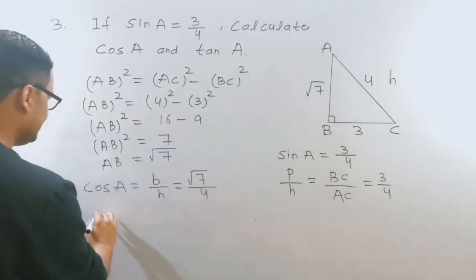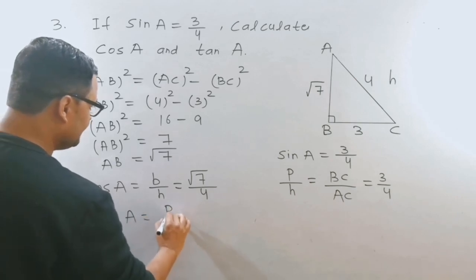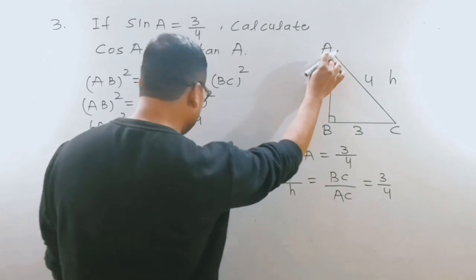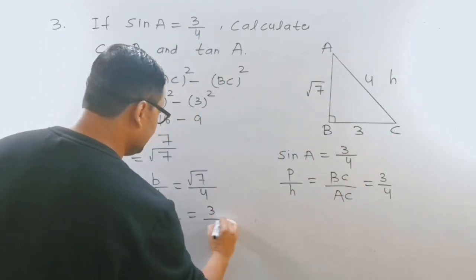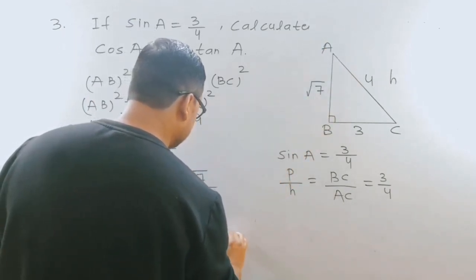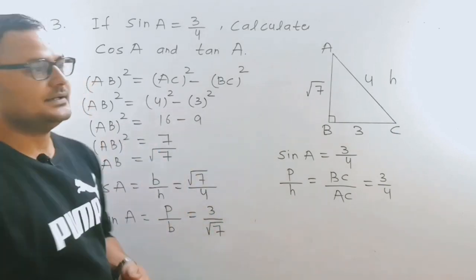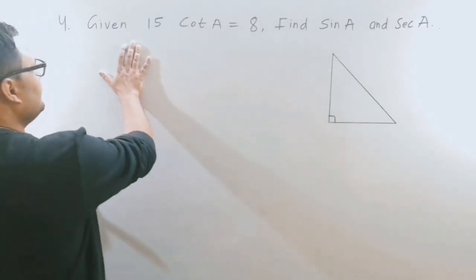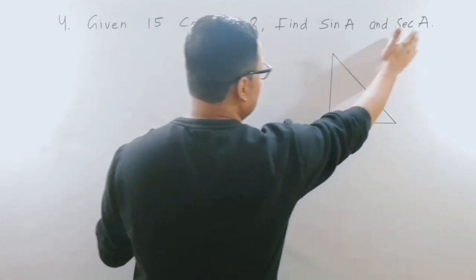Now the second one is tan A. We know tan A equals P by B, perpendicular by base. Again for A, the perpendicular is BC, which means 3, and the base for angle A is root 7. So 3 by root 7 is the answer for tan A. This is the third question. Question number 4 is, given 15 cot A equals 8, find sin A and sec A.